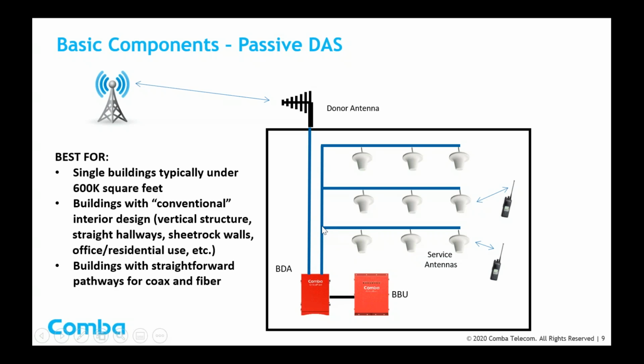And this is a very simple diagram. The blue lines represent coax cable. There are many, many components that are involved in this. And again, I've got a slide later that shows that.